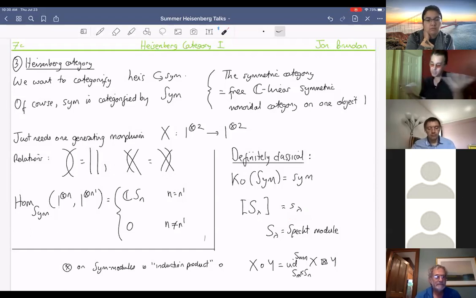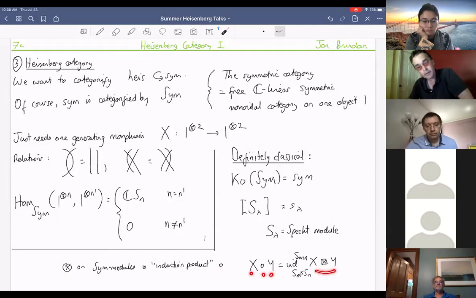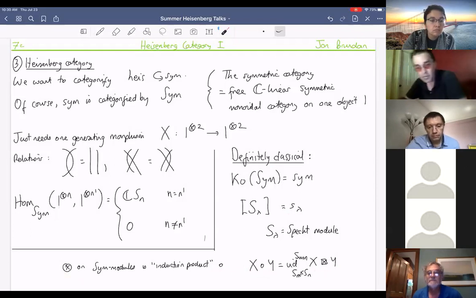Okay, so you usually don't say this using the language of monoidal categories. You normally just think in terms of representations of symmetric groups. And so the tensor product that I've got becomes what people usually call the induction product. So if you have an S_m module X and an S_n module Y, you take their outer tensor product as a module over S_m cross S_n, and then you embed that as a maximal parabolic subgroup of S_{m+n} and induce.